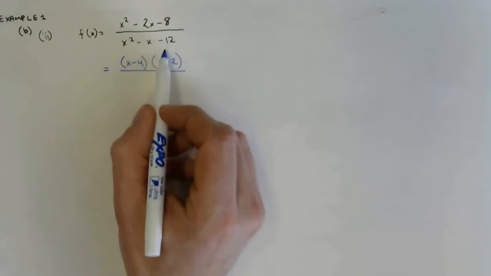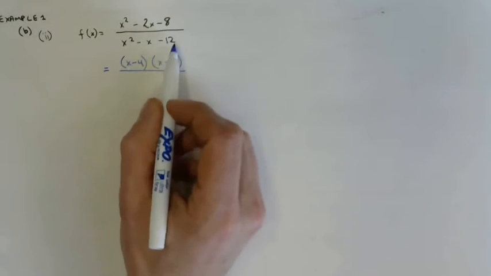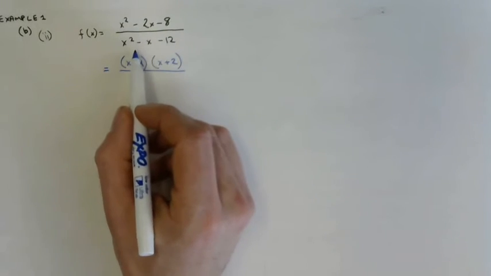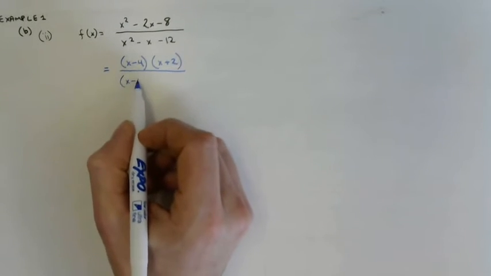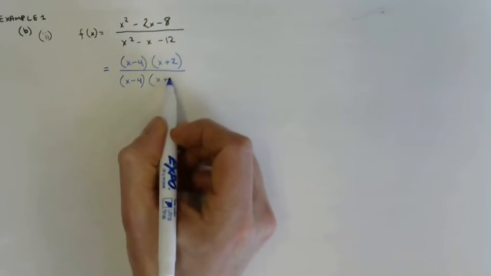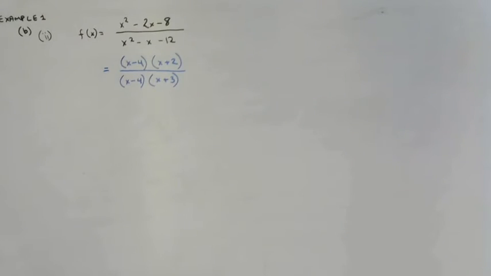Good. Next one. The two numbers multiply to -12 and add to -1. What are they? x minus 4, x plus 3. Oh, what happened?